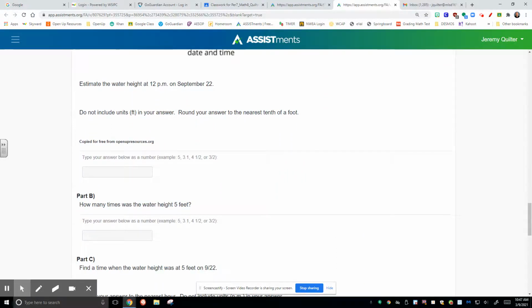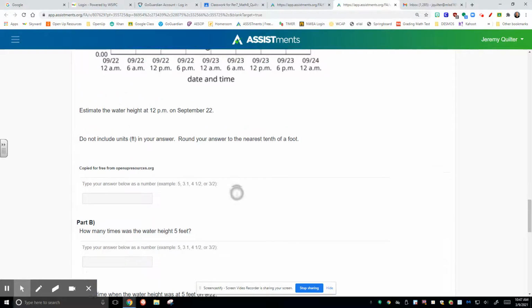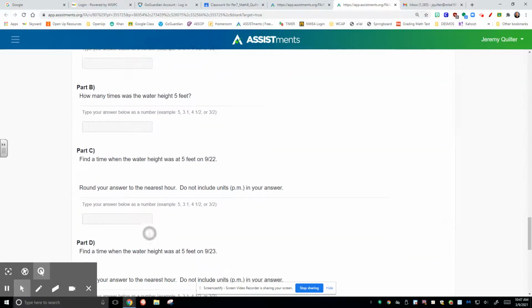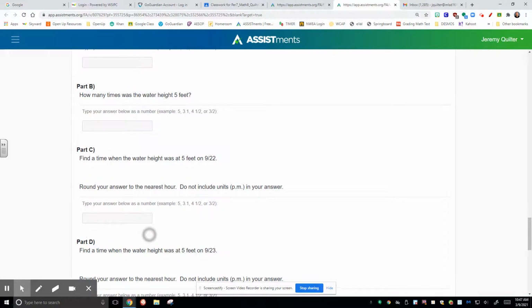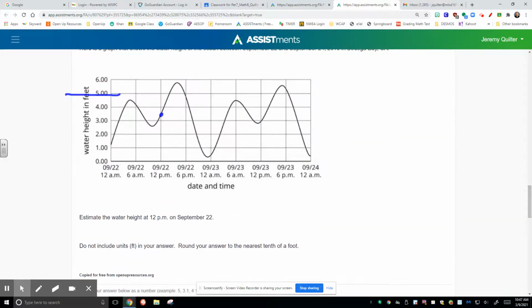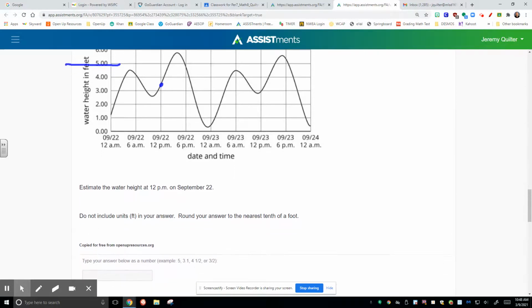How many times was the water height at 5 feet? So right at 5 feet. We want to look at that. Imagine drawing a horizontal line through 5 feet all the way across and finding out how many times we have that value. Part C, find a time when the water height was at 5 feet on 9/22. So we want to just look at this date right here, and we want to find out when the water height was at 5 feet. Sorry, this date, 9/22, is those two. Oh, hey, cool. I learned something new just now. At what time was it 5 feet?